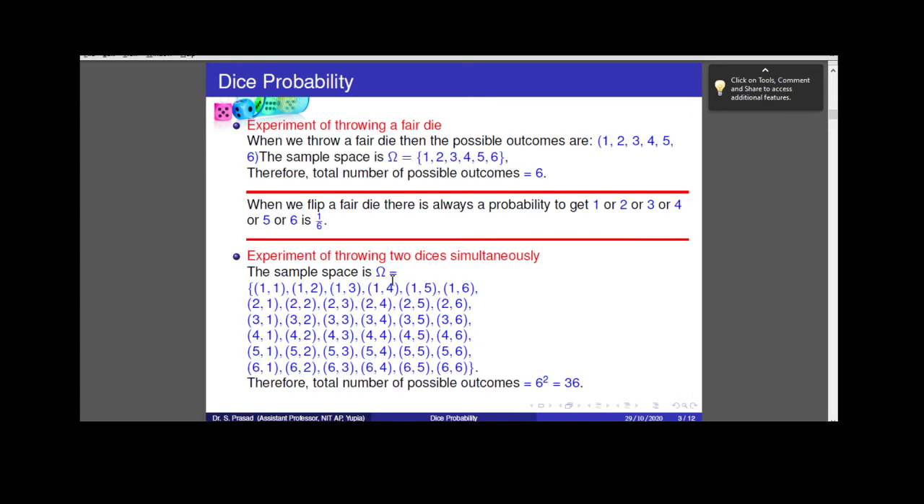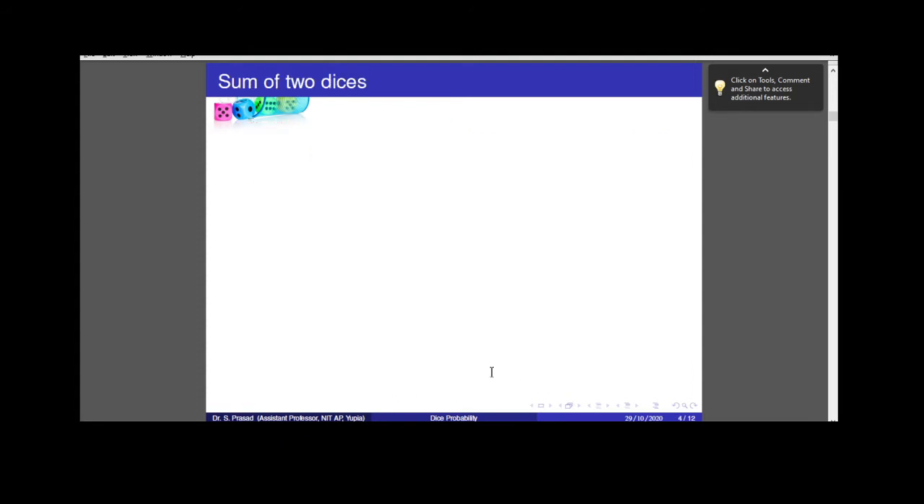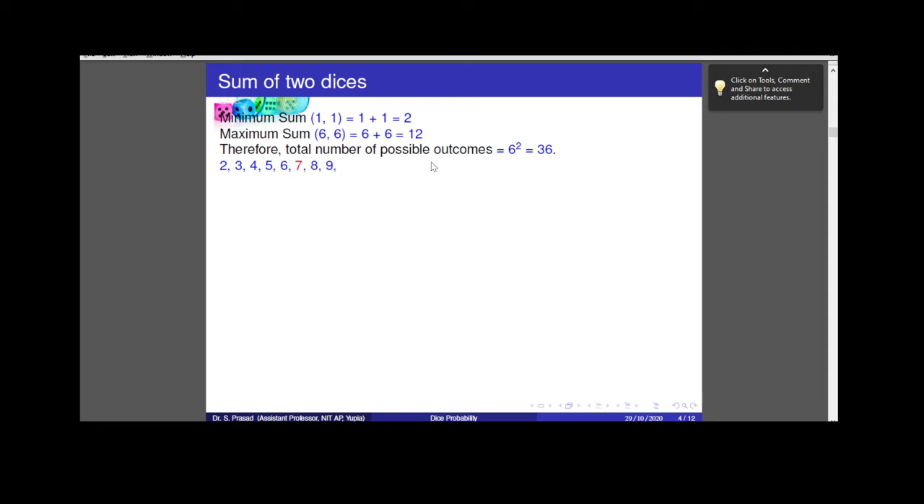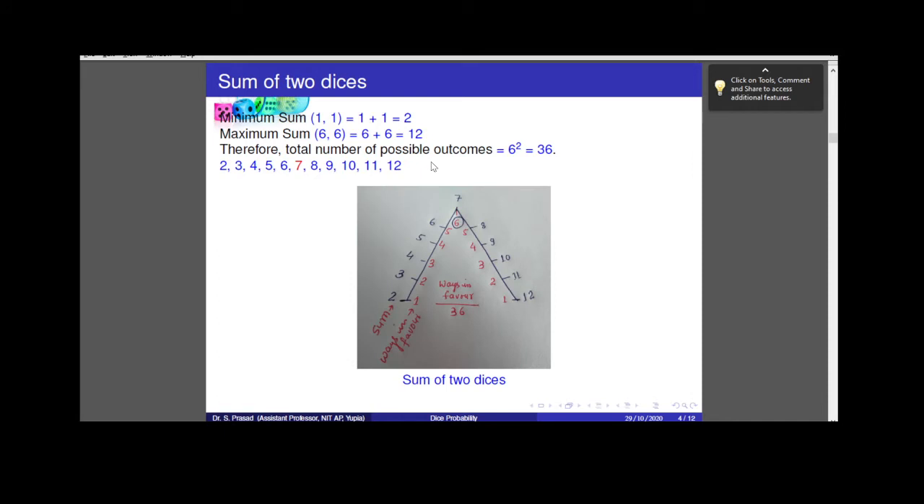Then we go for the sum of two dice. The minimum sum is (1,1), that is 1 plus 1 equal to 2, and the maximum sum is (6,6), that is 6 plus 6 equal to 12. The total number of possible outcomes is 6 square, equal to 36. The possible sums of the two dice are 2, 3, 4, 5, 6, 7, 8, 9, 10, 11, 12. After that, we go for the figure of the sum of two dice.